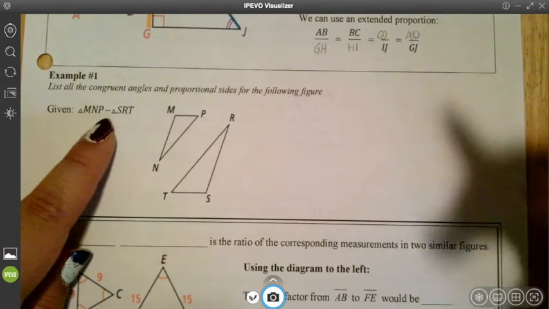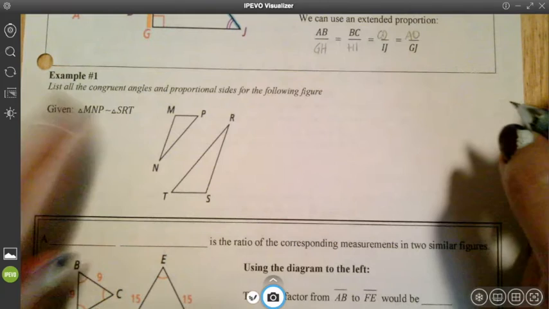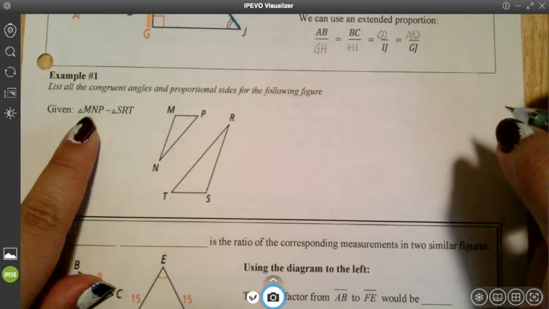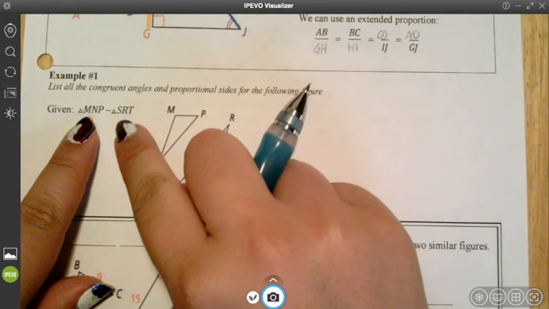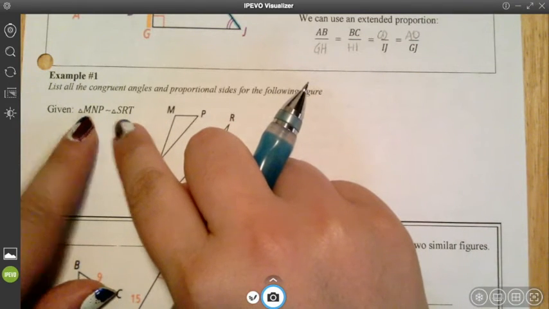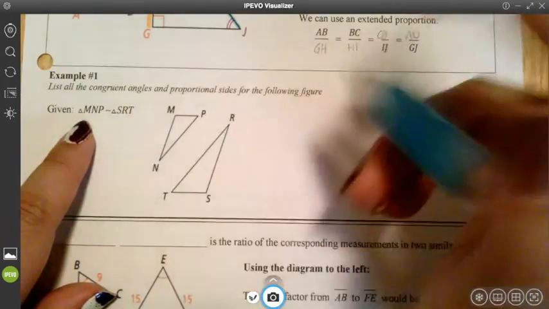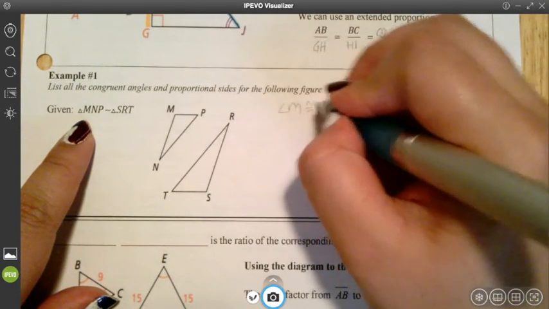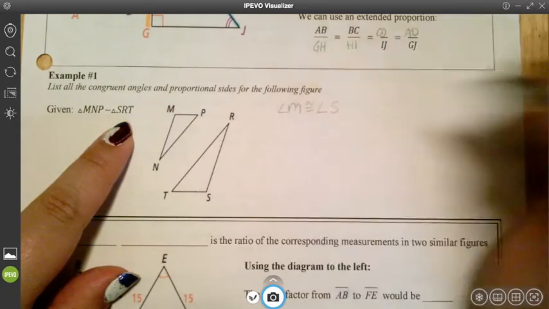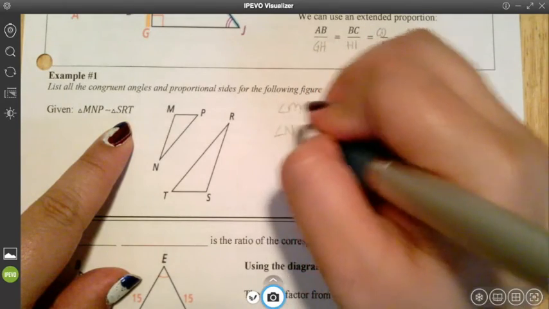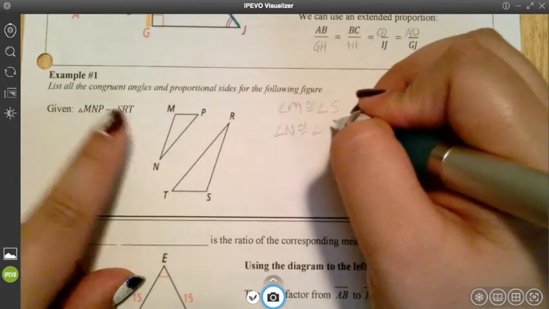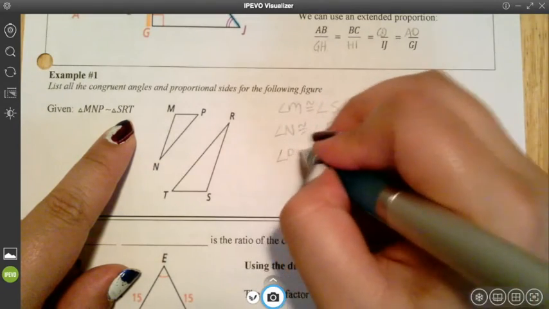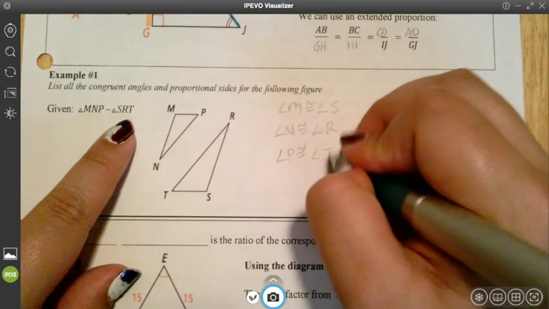Okay, so we are given the similarity statement. We want to set up all of our corresponding sides and angles. Let's start by looking at the angles, because just like with congruent triangles, the angles are already listed in order. So we can say angle M is congruent to angle first letter, S. Angle N is congruent to second letter, angle R. And angle P is congruent to angle T.